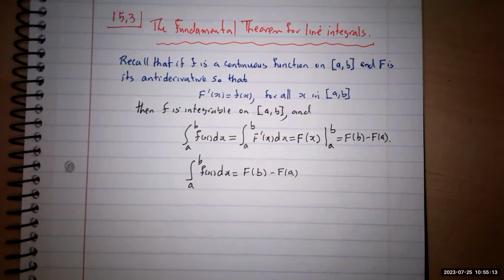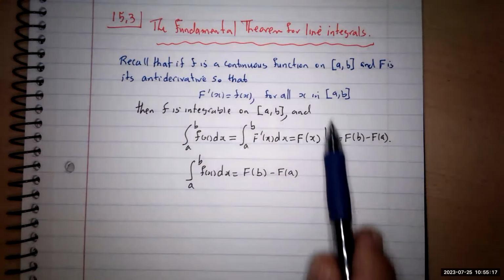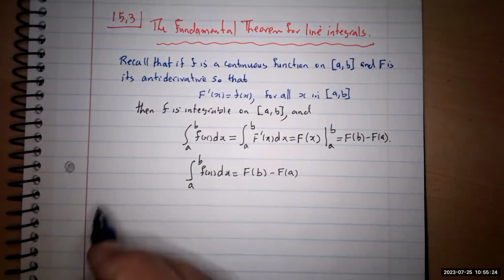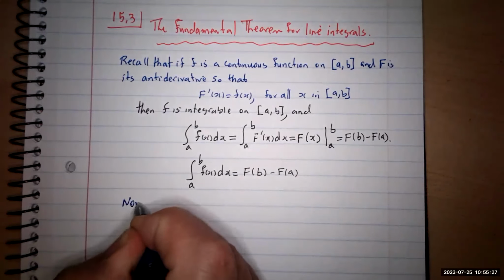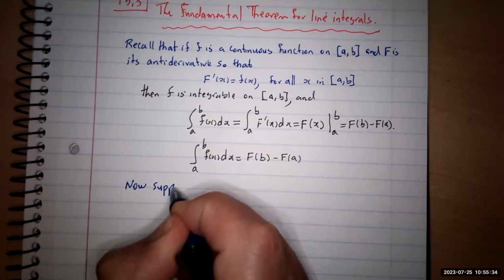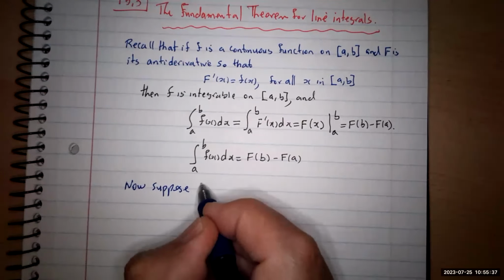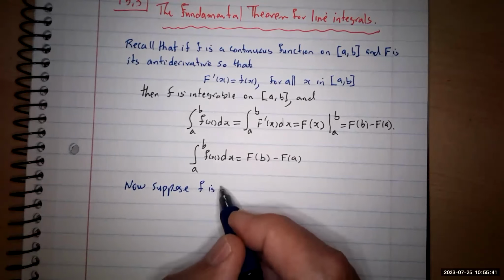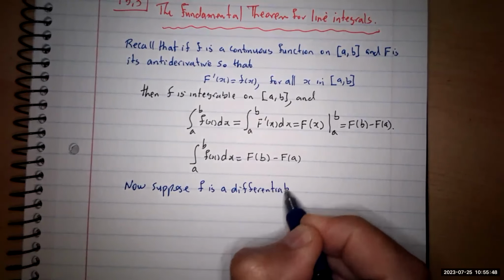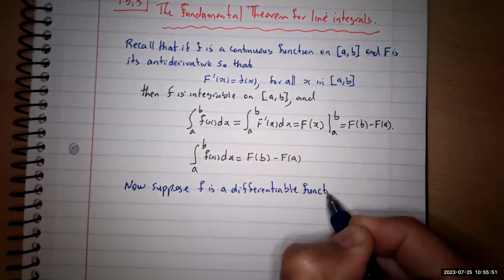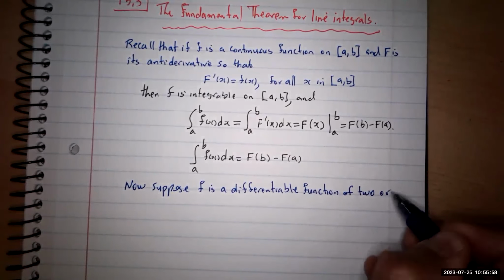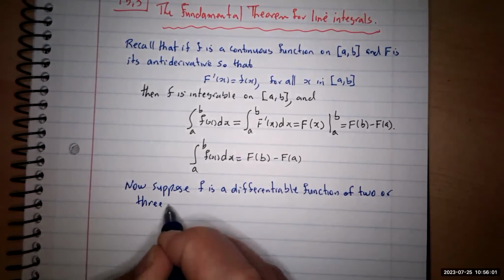Suppose now we change the direction. We are going to start with a function, but this function is going to be a function of two or three variables. From now on, we go up to calculus in higher dimensions. Suppose F is a function of two variables. F is a differentiable function, the extension, this time of two or three variables.